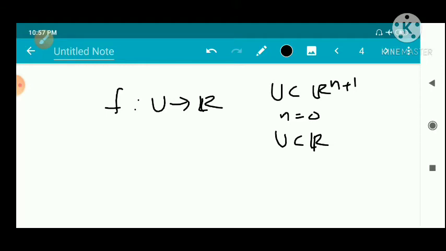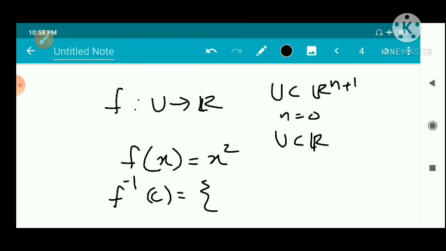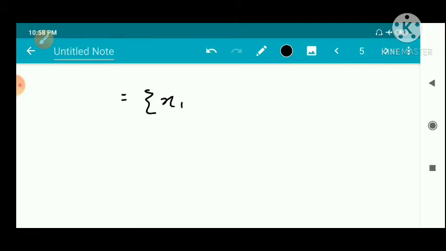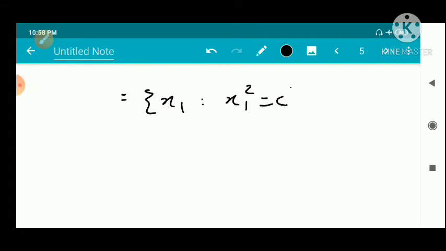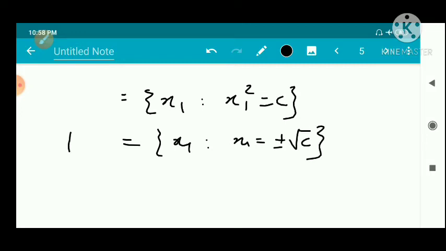Then to understand the level set, we define a function f(x) equal to x square. Then the level set means f inverse of c equal to the set of all x1 such that f(x1) equal to c. That is, the set of all x1 such that x1 square equal to c. That is, the set of all x1 such that x1 equal to plus or minus root c. This is f inverse of c.